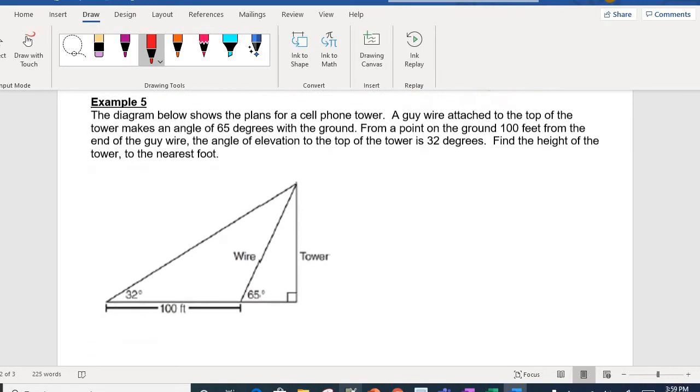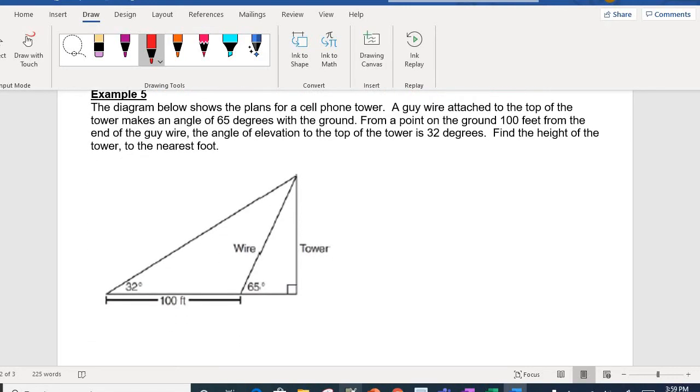The diagram below shows the plans for a cell phone tower. A guy wire attached to the top of the tower makes an angle of 65 degrees with the ground. From the ground, 100 feet from the end of the guy wire, the angle of elevation to the top of the tower is 32 degrees. Find the height of the tower. I'll call that x.